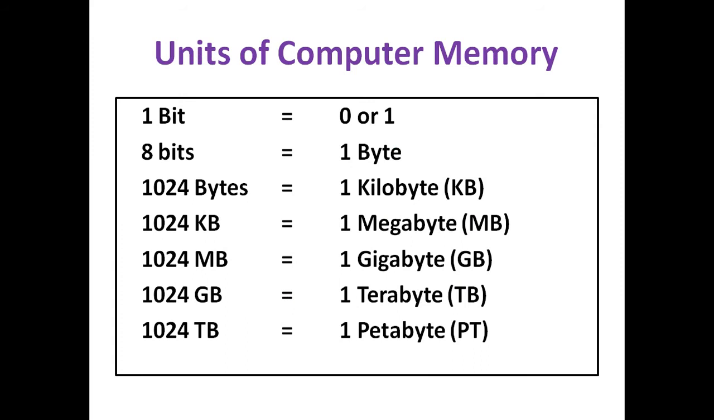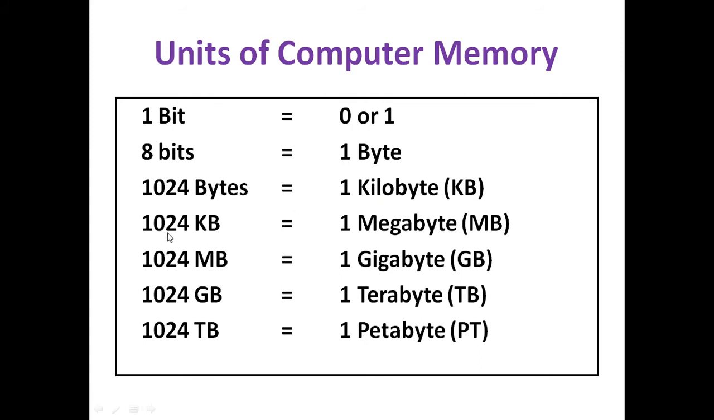Units of computer memory. A bit, as you know, is the smallest memory. A bit represents 0 or 1. When we club 8 bits, this is called 1 byte. When we club 1024 bytes, it is called 1 kilobyte or KB.